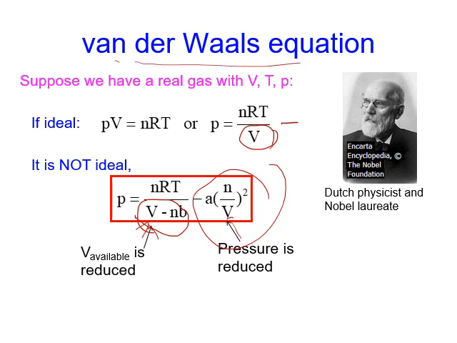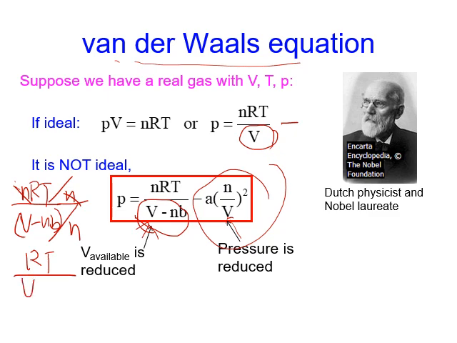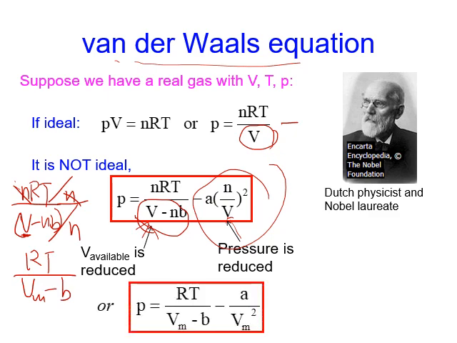Now another way to write the van der Waals equation is to remove the number of moles. To do that, we can divide by n. For example, the first one, nRT over V minus nB. If we divide numerator and denominator both by n, the top n cancels, you get RT. The bottom V divided by n is molar volume. So this one becomes molar volume minus B. So that's the first one here.